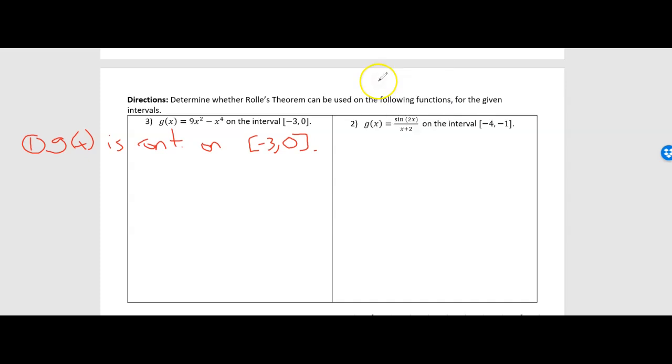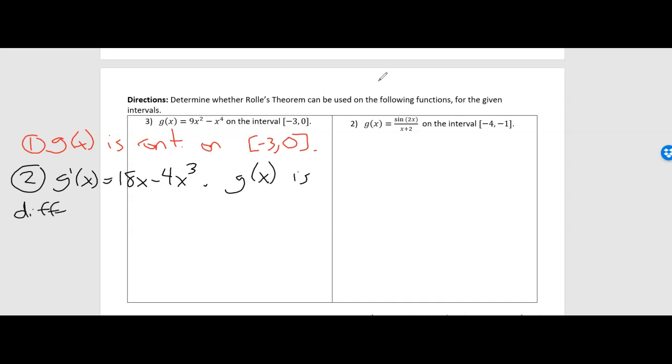Number 2, we need to talk about whether it is differentiable. Well, we do need to show some work here. So we actually need to show what the derivative is, because the derivative, even if the original function is continuous, may not exist everywhere. So we're going to find the derivative. So g prime of x is equal to 18x minus 4x cubed. We can see that this is another polynomial. So then we can say that g of x is differentiable on the open interval -3 to 0.